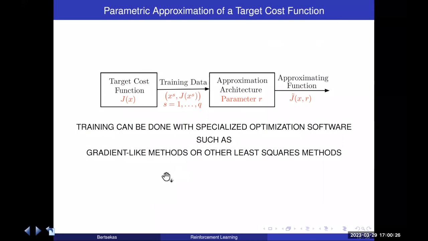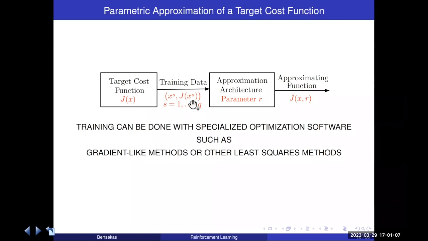Okay, in cost approximation, we have a target cost function, which is J. We may have multiple target cost functions, but we do them one at a time. We generate training data. Training data is pairs of states and corresponding costs, perhaps involving some approximation, but I'm omitting that here. So I generate Q training pairs. Q may be in the hundreds or in the millions. Could be very large. It's done in some problem-specific fashion.